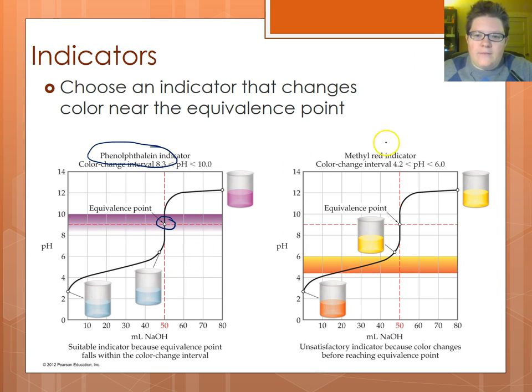But in this one, this is methyl red, and methyl red changes color right down here. And so this is actually a really terrible choice of indicator for this reaction because my equivalence point is right here at about 9, and methyl red changes way too early. And so this is the type of question that would be something like, what would be the best indicator for this? And so your job is to find the equivalence point pH, and then figure out how that compares to the color change.